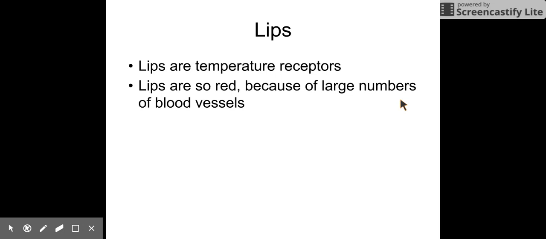So the first structure we have is the lips. The lips are temperature receptors. They are red or really saturated in color because we have a lot of blood vessels in there. And that's to help sense the temperature of whatever we are eating.